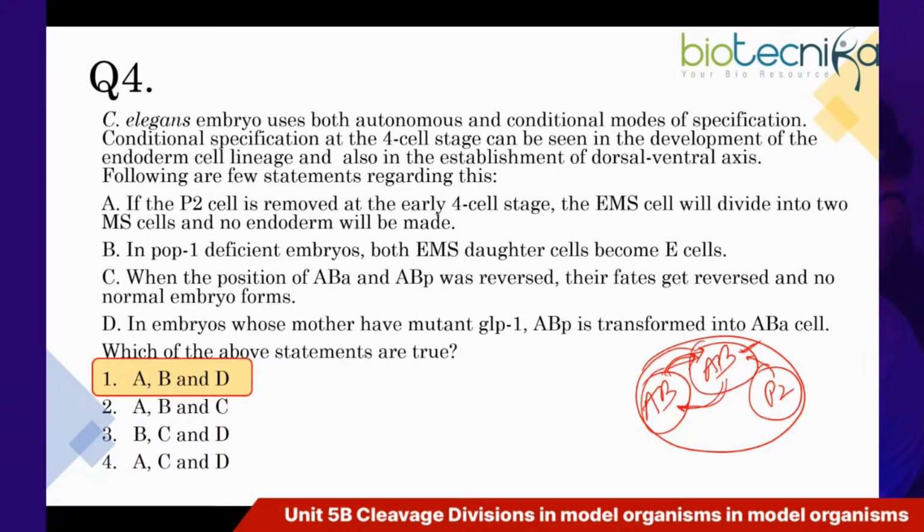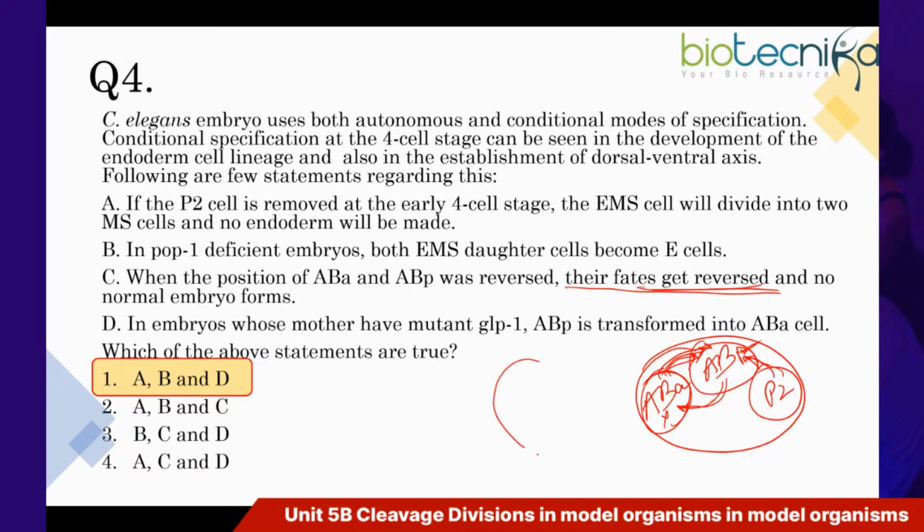And that AB cell also has the receptor GLP-1. So it will receive the signal, and in that case, the initial cell which was here, if that comes here, that will form ABP. So their fates get reversed. If you reverse their position, their fate also will reverse. What was supposed to form ABA will now form ABP, taking the signal, and what was supposed to be ABP will now form ABA, not getting the signal. Since their fate also got reversed, you changed the position and fate also reversed. So that's why a normal embryo will form.